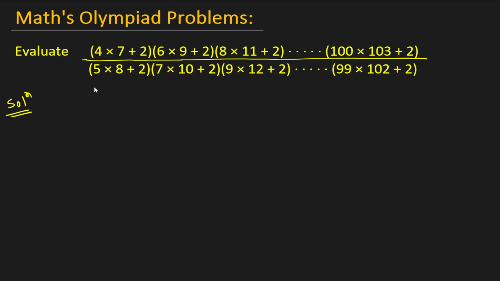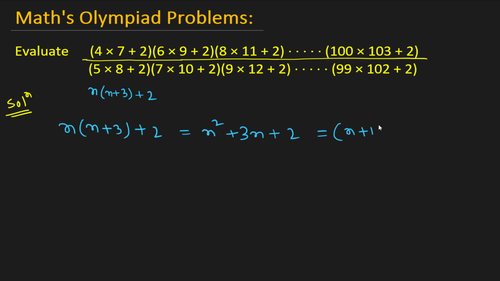So if we consider the first number as n, then what is the next term? It will be n plus 3, right? And then with this one, 2 is there. So let us first calculate this. n into n plus 3 plus 2. So it will be n square plus 3n plus 2. Now if we factorize it, what we will get? n plus 1 and then n plus 2.